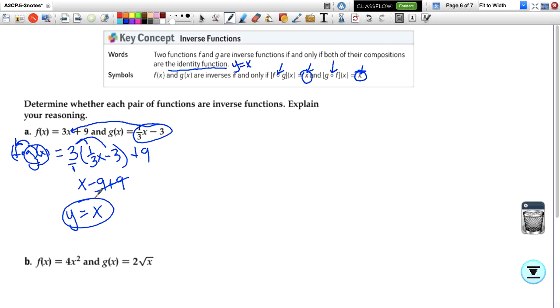That doesn't mean they're inverses, though. It has to work for both compositions, f of g of x and g of f of x. Okay? So now I'm going to take my f function and plug it into my g function. So I'm going to be taking this and plugging it in right there. Okay? So I'm going to start with my g function now. 1/3 instead of x, I'm going to plug in 3x plus 9.